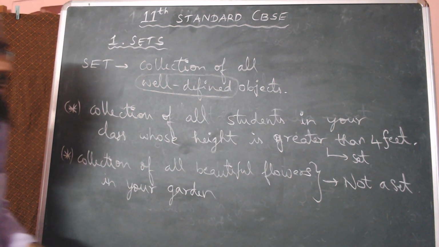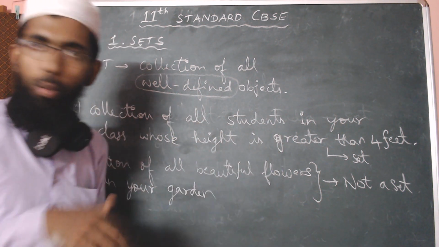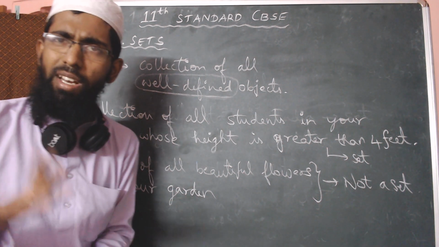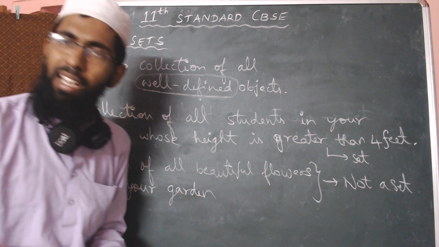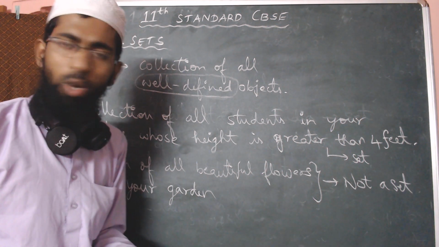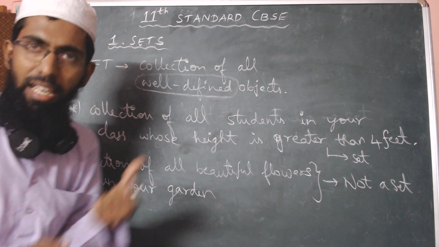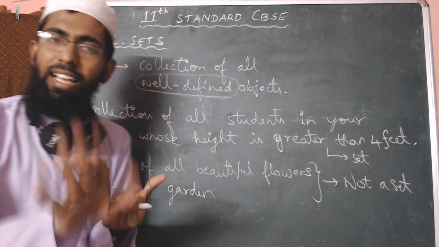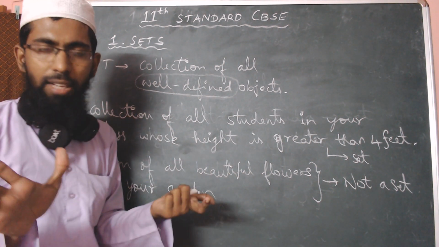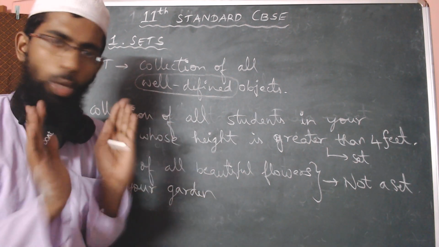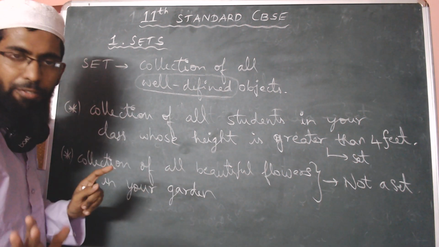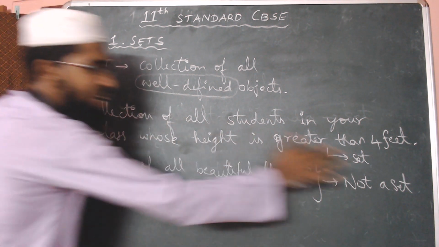Okay. Now here, for example, I am taking a student. If his height is more than 4 feet, if his height is 4.2 or 4.1, he will belong to this collection. If his height is 3.9, 3.8, he will not belong to that collection. Yes or no? So here we can clearly tell, if I take any student, whether that student belongs to this collection or not. Yes. So this statement is well-defined, and this collection is a well-defined collection. So this is a set.